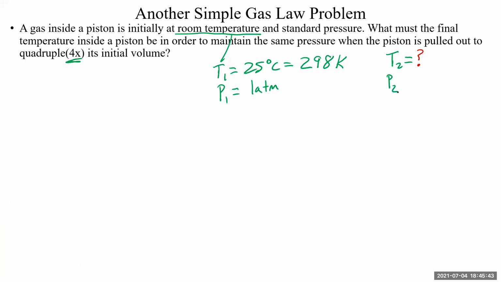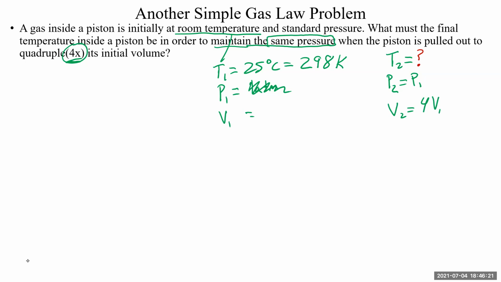Pressure 2 is what then? In order to maintain the same pressure. So what does that imply about P2? P2 equals P1. We don't even care what the pressure is anymore. We could just forget about it because P2 equals P1. How about the volume? We don't know what volume 1 is, but we do know this, that volume 2 is 4 times volume 1. So we know that V2 is 4V1.